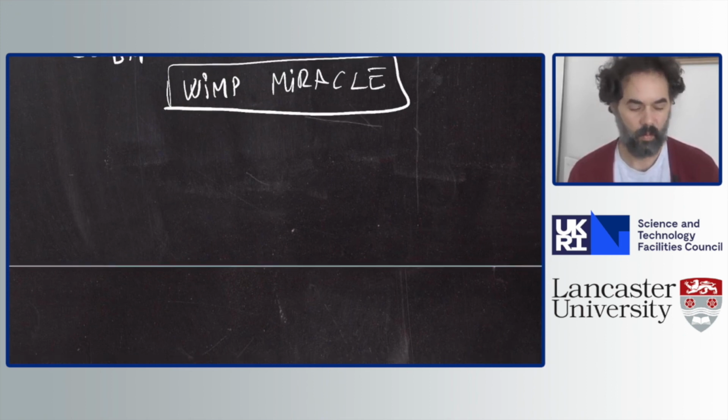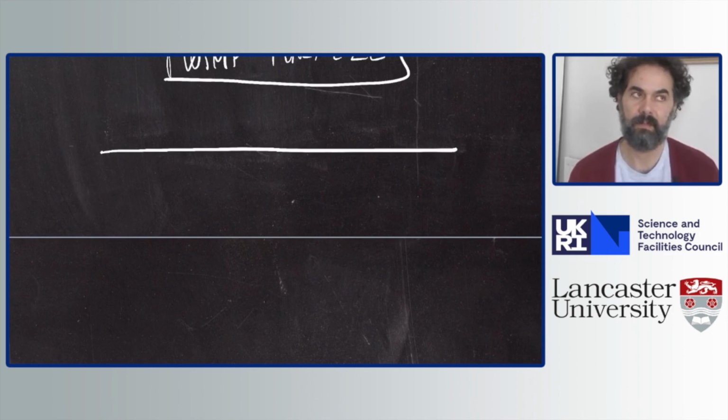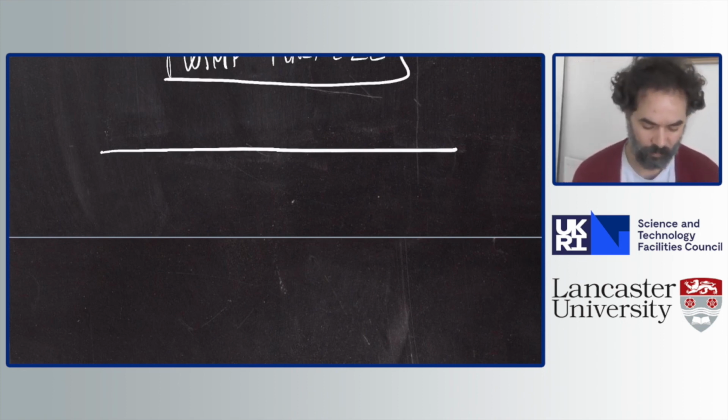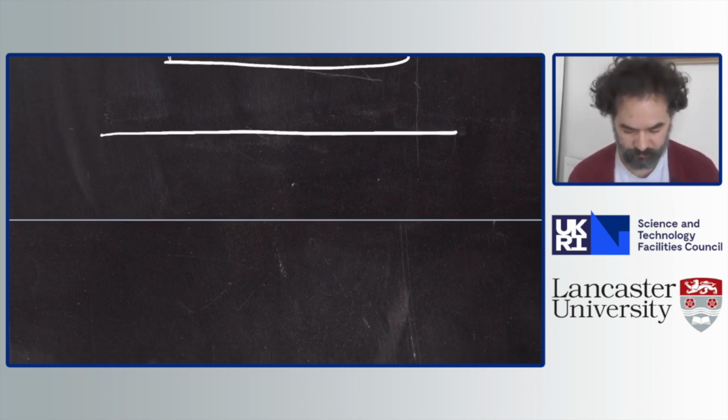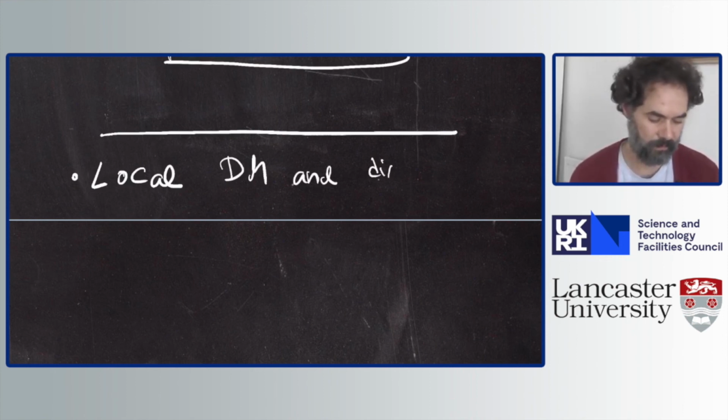All right, let's change gears, and indeed we're going to change the order. We're not going to do axions, we're going to do local detection of dark matter. We are going to continue in the order of the lecture notes. So: local dark matter and direct detection.